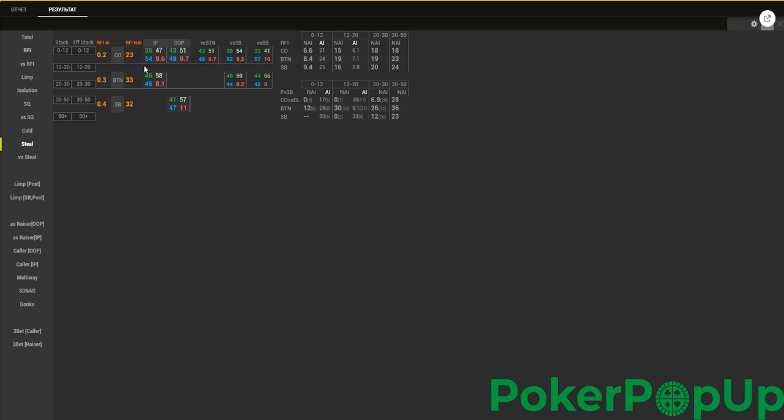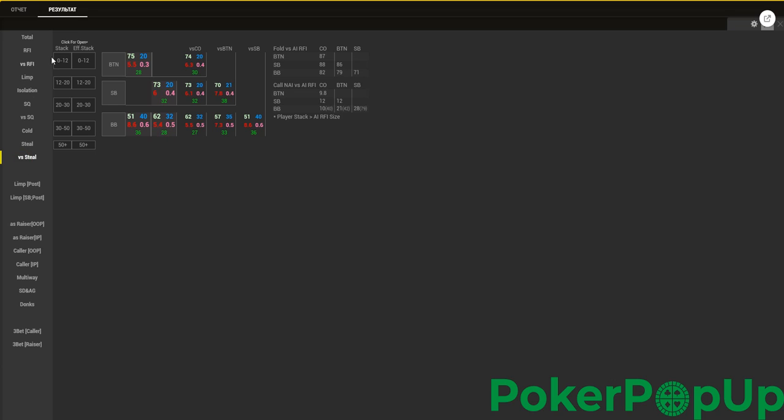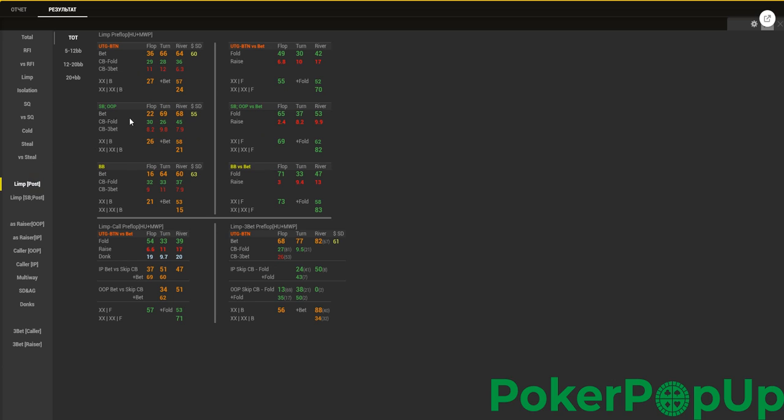Squeeze pop-up, same thing as raise first in, but for squeezes. You can also have a look at the tables for specific stack sizes. Versus squeeze, same story, same color coding. Looks familiar. The cold pop-up. This includes cold 4-bets and cold call to 3-bets. Position versus position. Next comes steal pop-up, just like raise first in, but for stealing positions. And also versus steal, just like versus RFI, but for later positions.